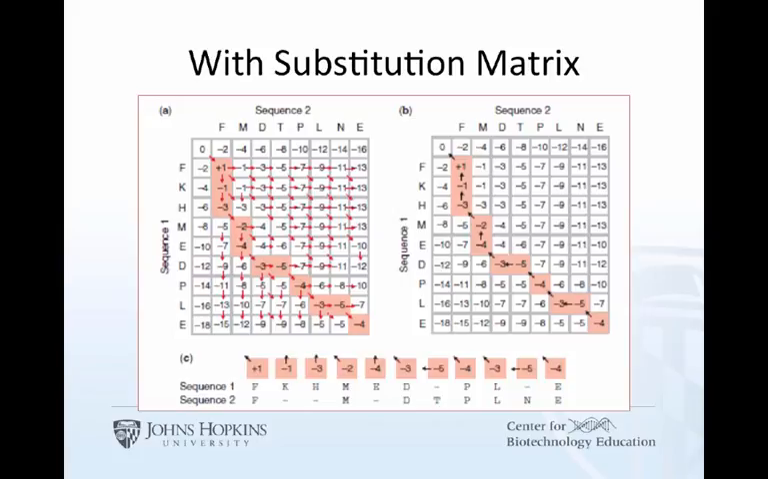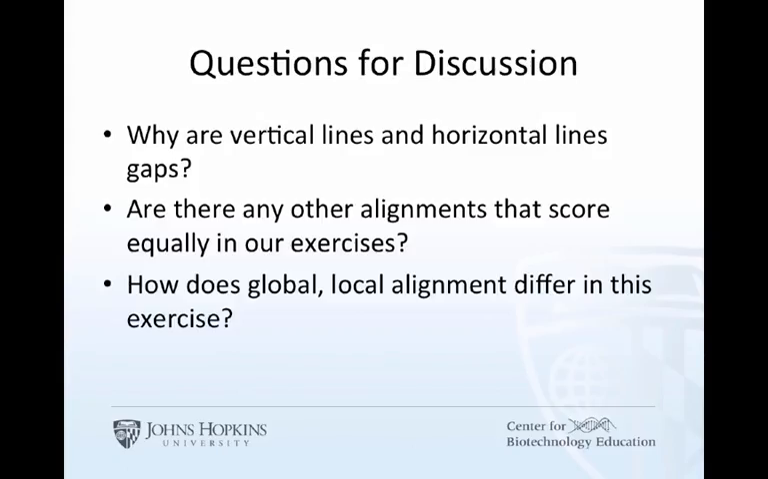Now, we used a very, very simple scoring mechanism. But typically, rather than +1 for match and -1 for mismatch, especially if you're using proteins, we'll use substitution matrices. So you see the scoring is a lot more complex, but the goal is the same. The goal is to find the best path from the upper left to the lower right. So rather than summarizing, I'll throw out some questions for the discussion. First of all, why are vertical lines and horizontal lines gaps? If that's not clear, bring it up in the discussion forum. Are there any other alignments in that exercise that score equally to the one that we came up with?